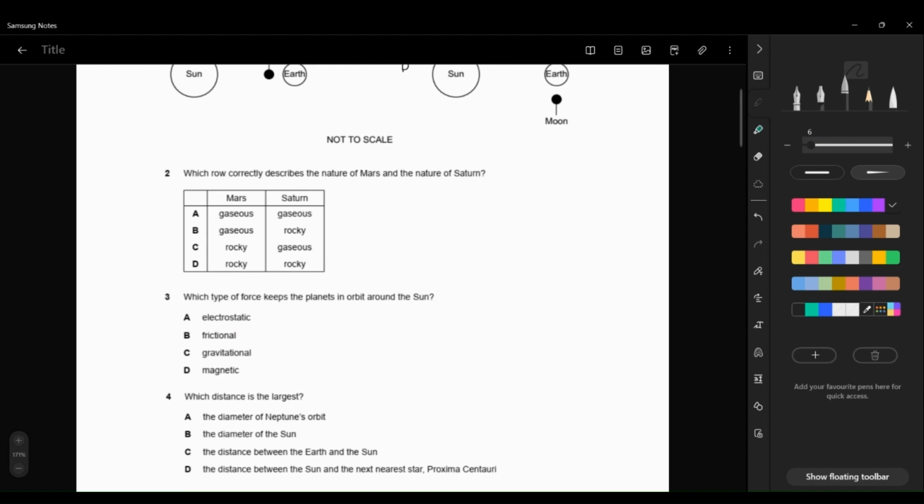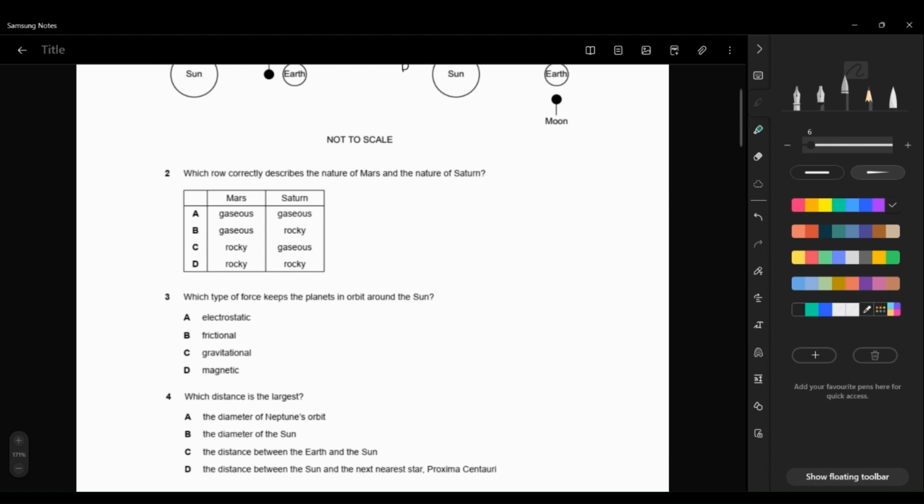Question 2. Which row correctly describes the nature of Mars and the nature of Saturn? You need to know that Mars belongs to a set of planets that are closer to the Sun. These are called, appropriately, the inner planets. Saturn belongs to the other set of planets, the ones that are further away from the Sun, and these are called the outer planets.